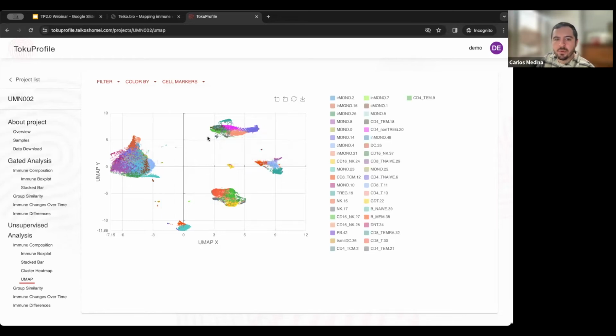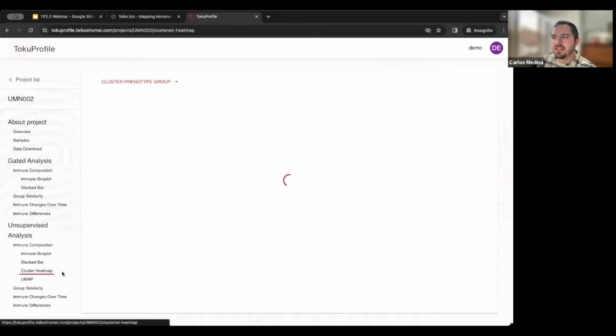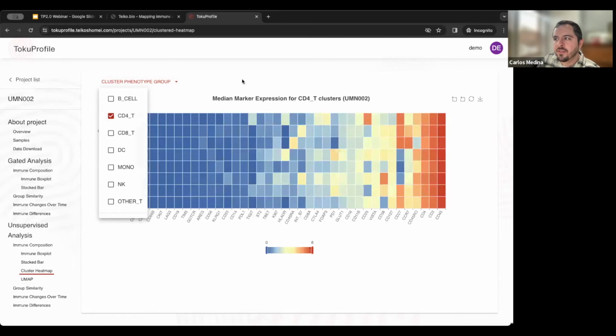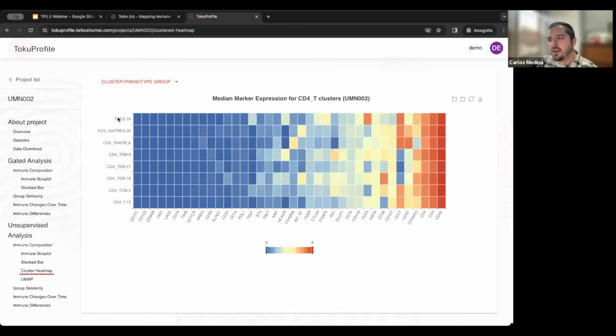And so what we would like to do now is really understand what is the difference between these CD4 T effector memory clusters. Why are they different clusters and not just one together? So to understand that, we can go to cluster heat map and click on the CD4 T cell clusters. And the cluster heat map shows us the expression of all the markers within each cluster for each group. So what we're seeing now are all of the CD4 T cell clusters here. And you can see that most subsets correspond to one cluster, but this T effector memory subset was broken down into 3 clusters, 9, 21, and 18.